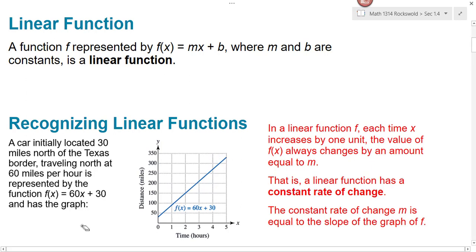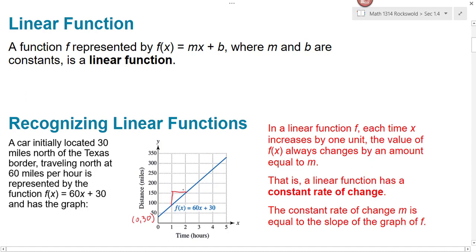Here we're told that a car initially located 30 miles north of the Texas border, traveling north at 60 miles per hour, is represented by this function. The y-intercept is the distance that the car has traveled. We started out 30 miles north of the Texas border, so our y-intercept right here would be at (0, 30). And then we're traveling at a rate of 60 miles per hour, so the rise over run to go from one point to another is going to give us 60.